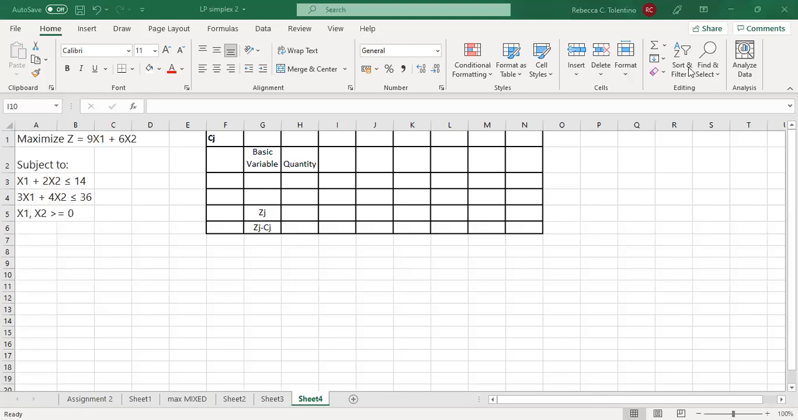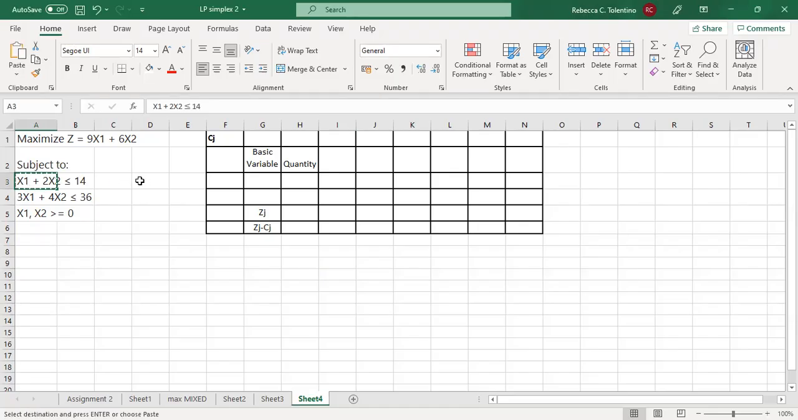Okay, so we will illustrate the steps in solving a linear programming problem using the simplex method in this particular LP model. So we have maximize z equals 9x1 plus 6x2, subject to x1 plus 2x2 less than or equal to 14, 3x1 plus 4x2 less than or equal to 36, and the non-negativity constraints x1, x2 greater than or equal to 0. So the first step is to convert the inequality explicit constraints into equations. So what will be done here is this will be converted to equation.